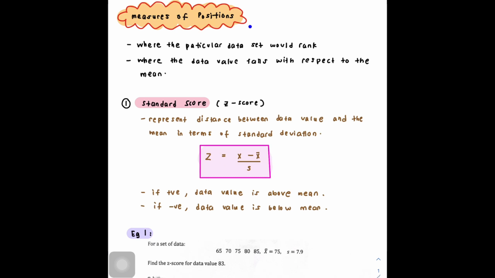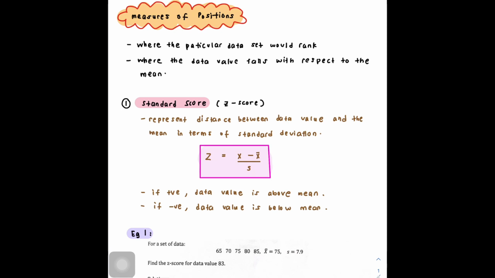For today's class, we are going to have the second part in data description, which is the measures of position. So what is measures of position? It is where the particular data set would rank and where your data value falls with respect to the mean. We are going to have four calculations, and the first one is the standard score. So standard score represents the distance between the data value and the mean in terms of the standard deviation.